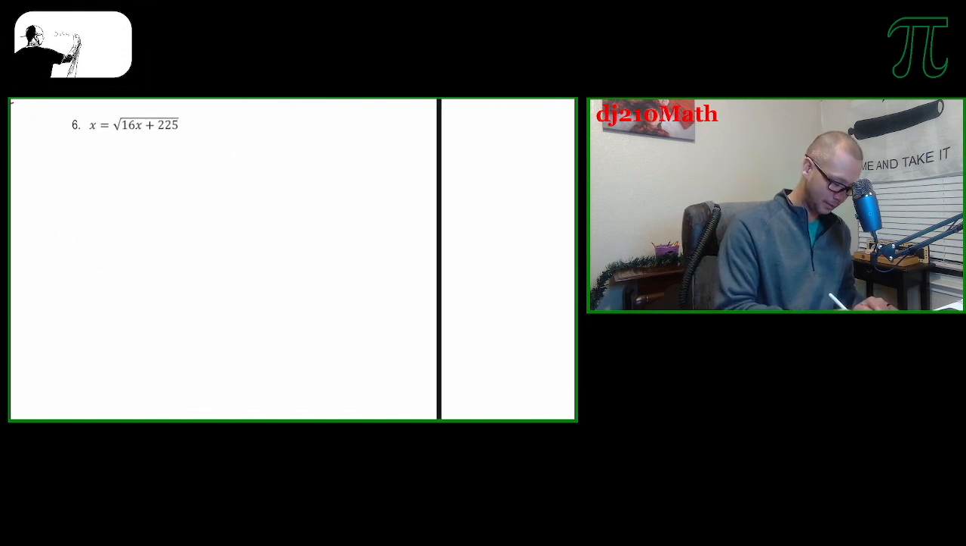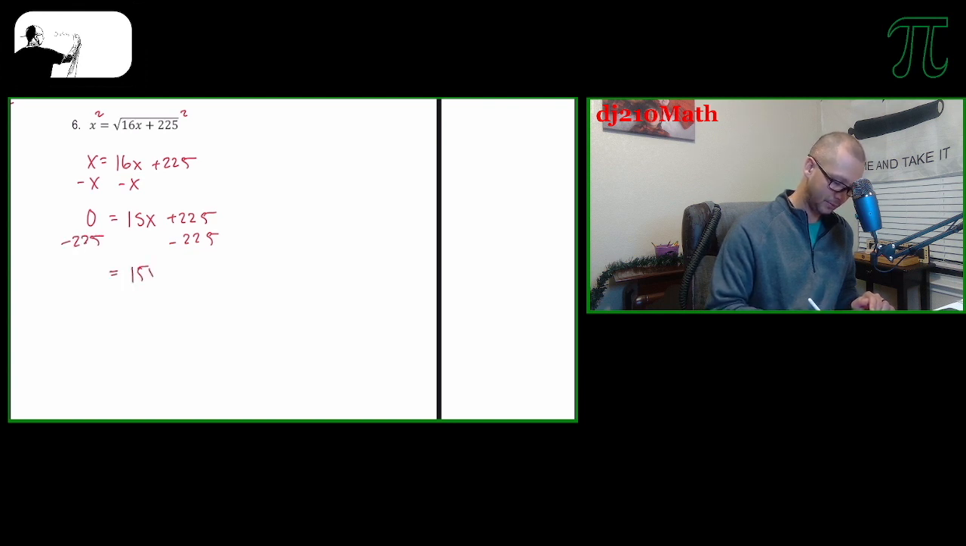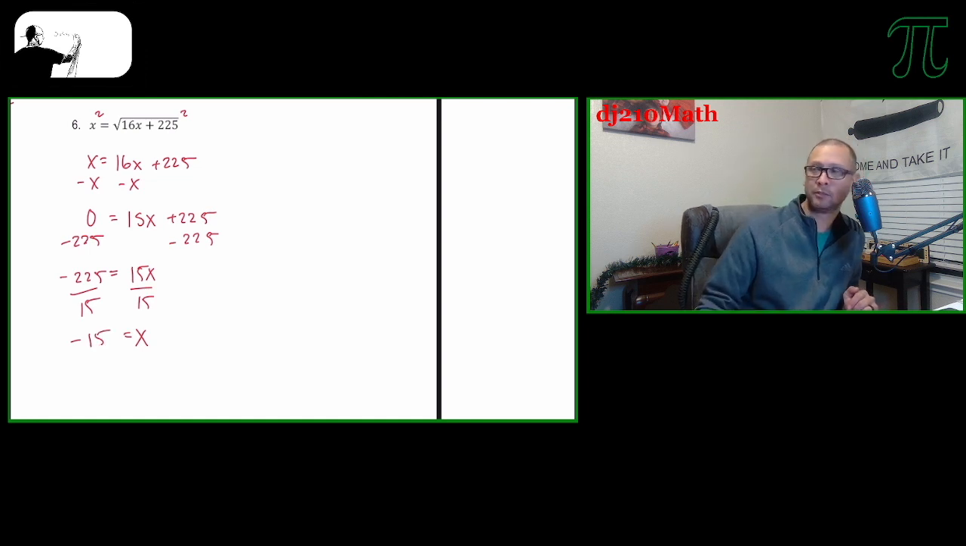Number 6. Square both sides. X squared is equal to 16x plus 225. Subtract x. 0 is equal to 15x plus 225. I'm going to subtract 225. 15x is equal to negative 225. Okay. Divide both sides by 15. X is equal to negative 15, right, because 15 squared is 225 already.